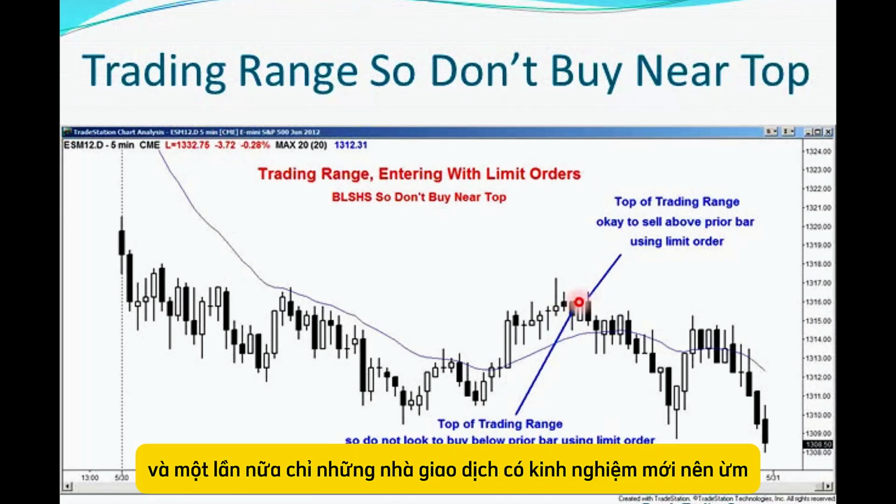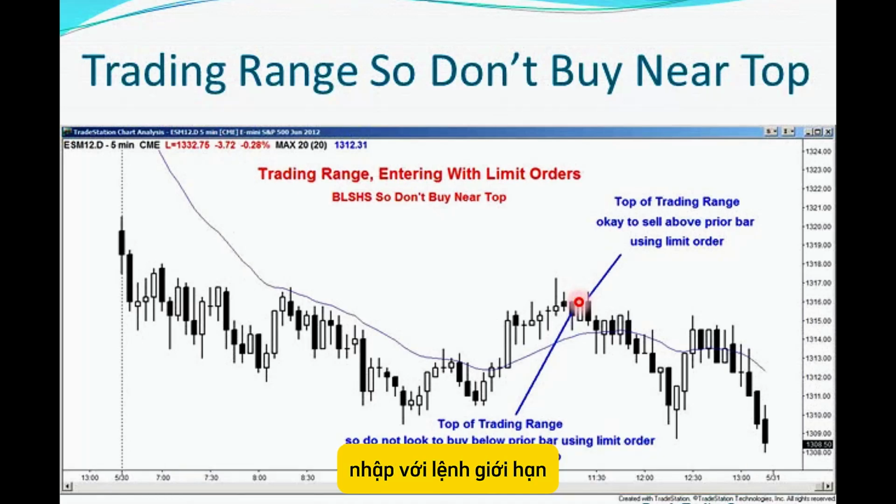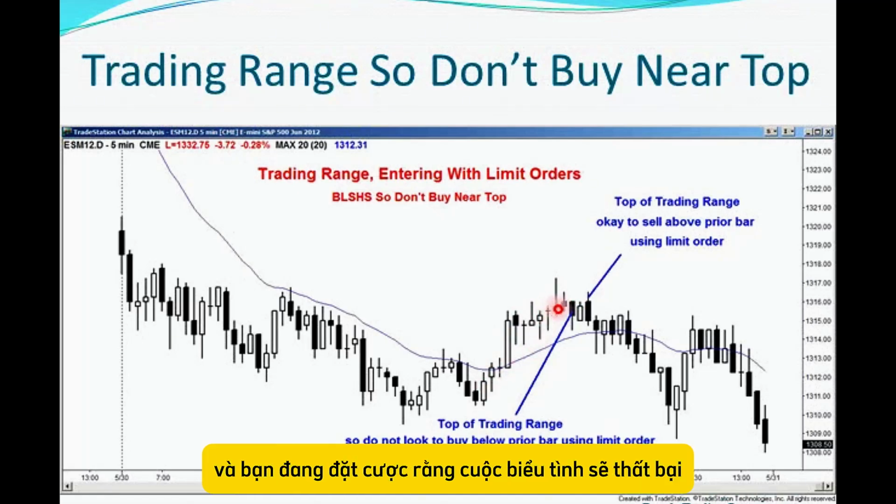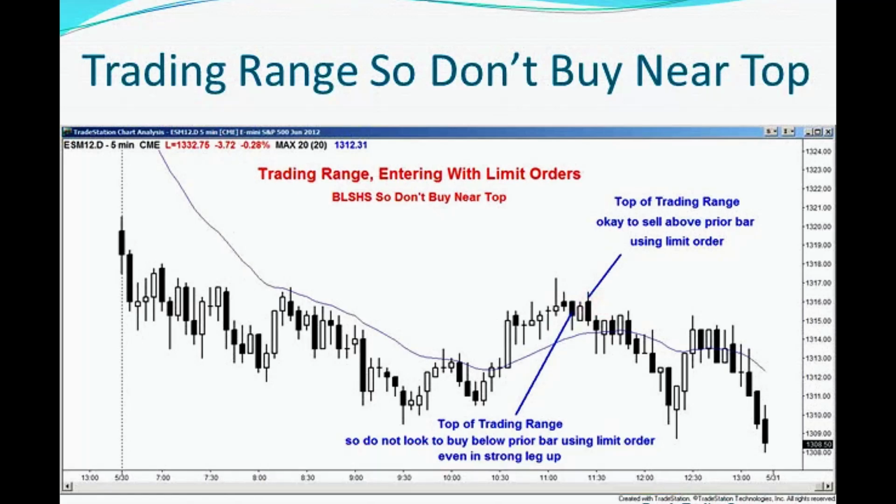And again, only experienced traders should be entering with limit orders, because I think it's too difficult emotionally for beginners to be buying when the market looks like this. The market's going up for 10 or 15 bars. It's very difficult for beginners to be selling when the market looks like this. It's going up for 10 or 15 bars, and you're betting that the rally is going to fail. I think that's just too difficult for beginners to assess, make that judgment, and it's also too difficult for them to manage the trade.